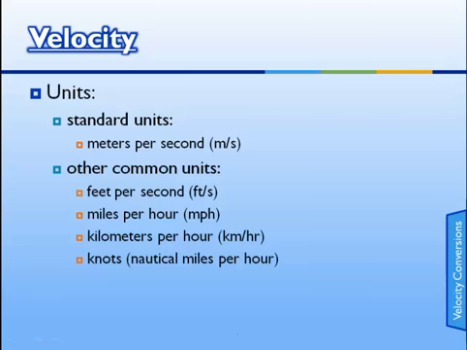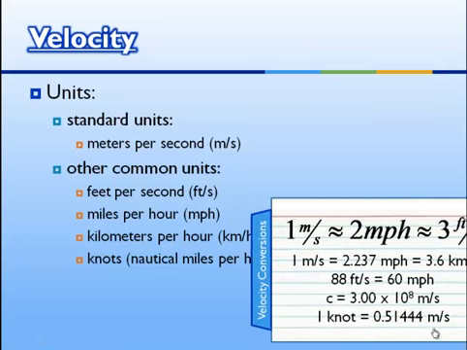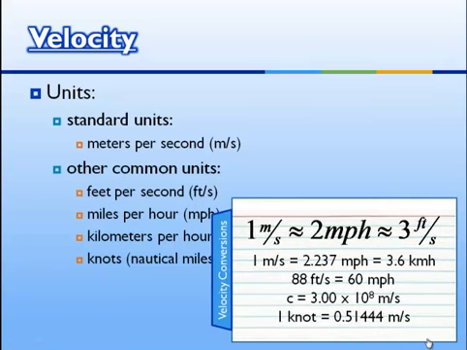Off to the side, you'll see a list of different velocity conversions. I would highly suggest that you write several of these down on a note card. The top is only an approximation, but is one that we can use quite frequently to convert things into what we're more familiar with, miles per hour. Underneath, these are exact definitions. 1 meter per second is exactly 2.237 miles per hour, and exactly 3.6 kilometers per hour.